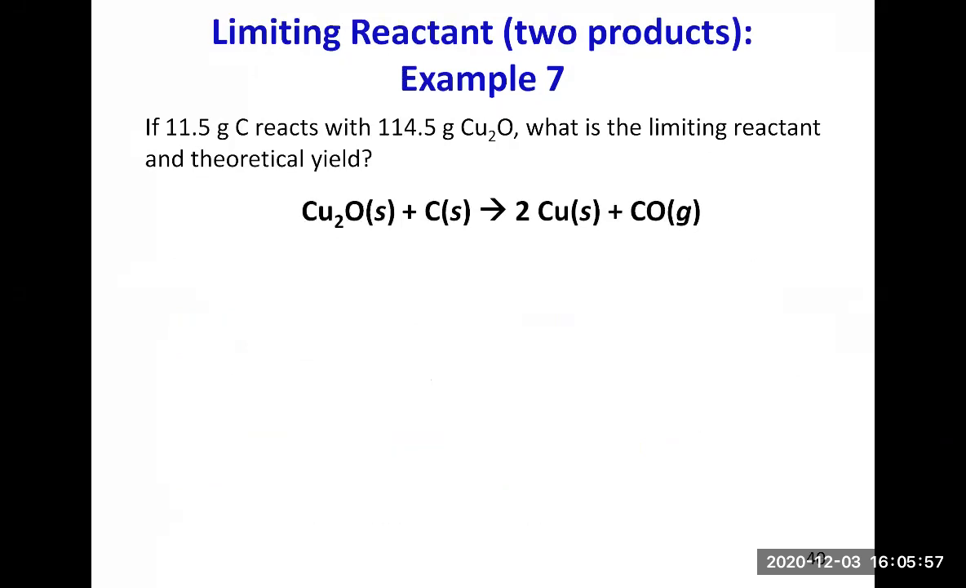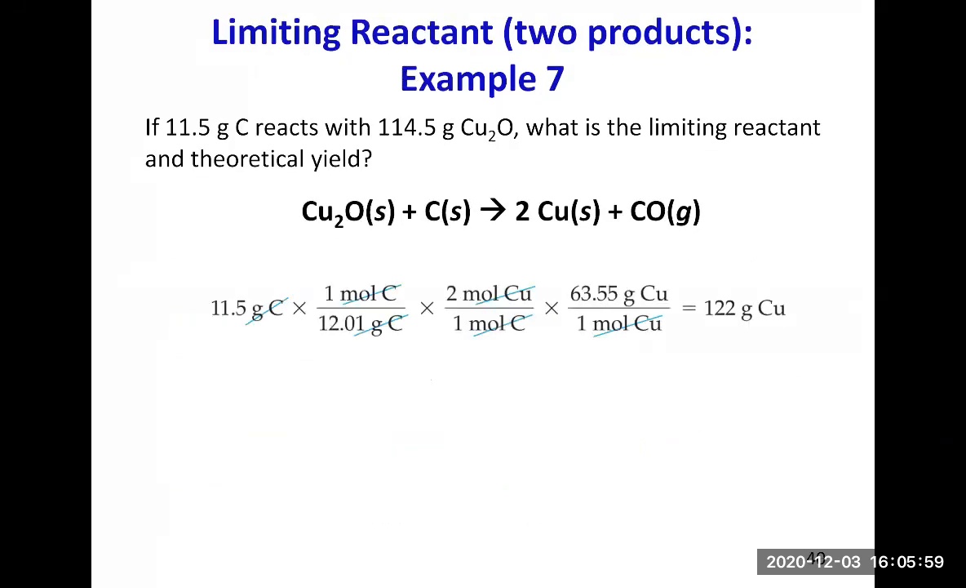So let's do those calculations and start with carbon. So the given amount of carbon is 11.5 grams of carbon. That's in the numerator. You multiply by the first conversion factor that changes the grams of carbon into moles of carbon using the molar mass of carbon. And the molar mass is written such that the grams of carbon are on the bottom of the conversion factor and the moles on top. This way we can cancel units of grams of carbon.